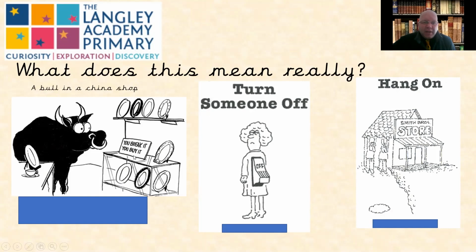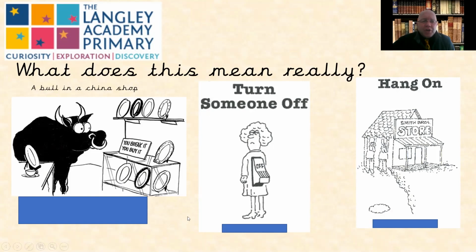So we've got a bull in a china shop. We've got someone with a switch on their back, turned off. And we've got a couple of men here hanging on, literally hanging on to the side of the building. But that's not what the idioms mean. So what do you think? Have a think. What do you reckon?